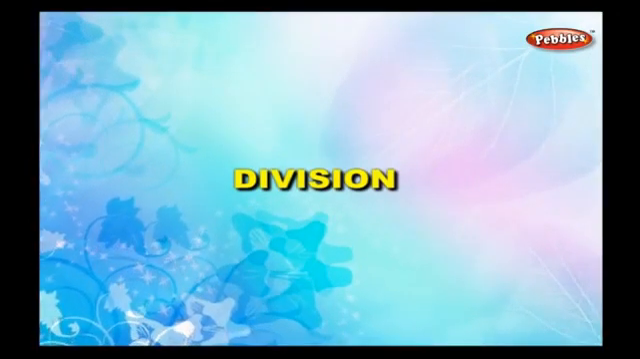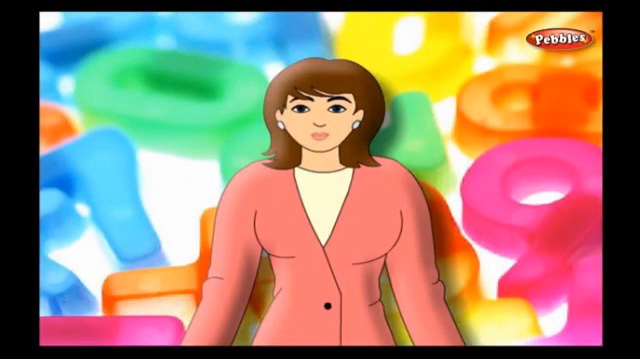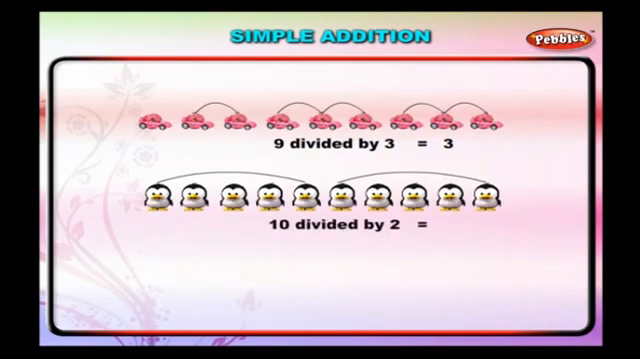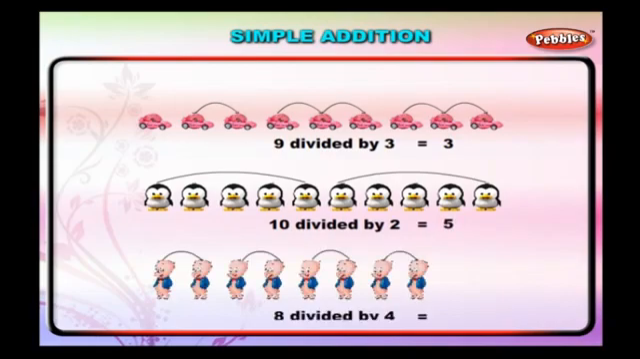Division. Let us do some examples to revise the sums which we did in the previous class. 9 divided by 3 is equal to 3. 10 divided by 2 is equal to 5. 8 divided by 4 is equal to 2. Here, the answer is called the quotient.